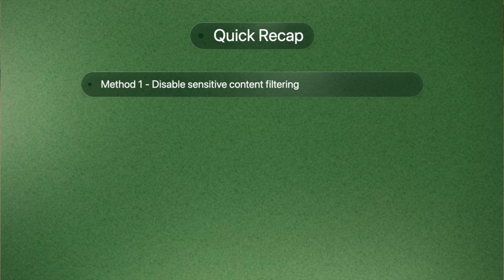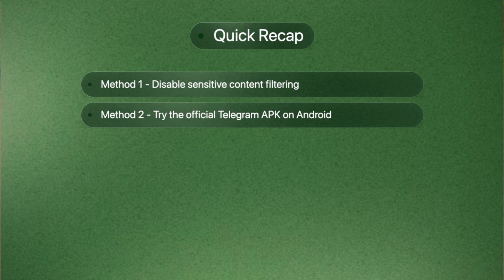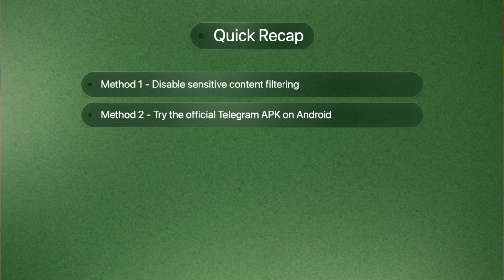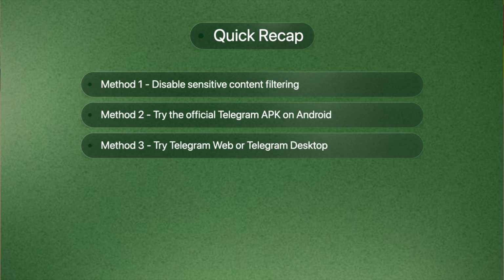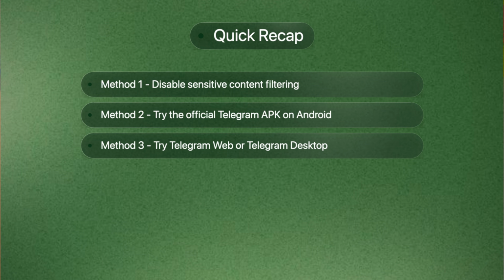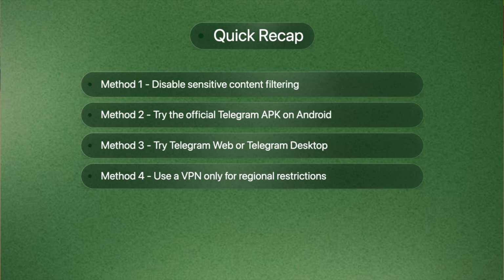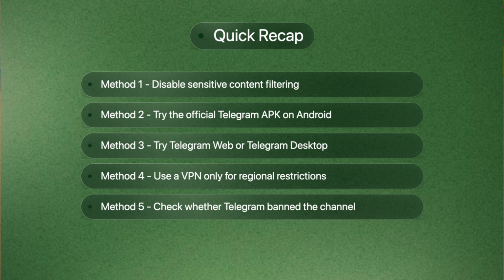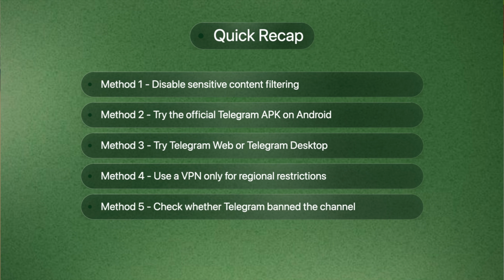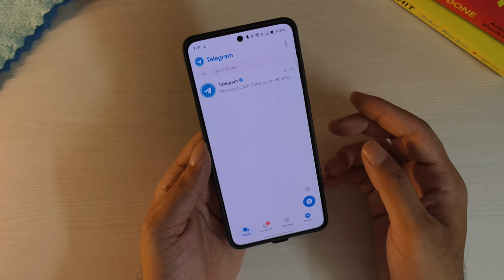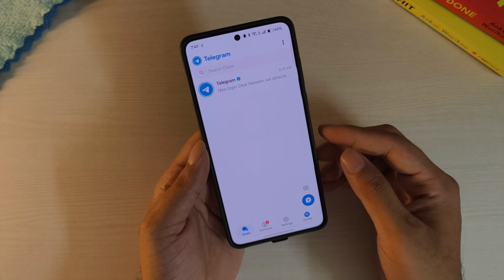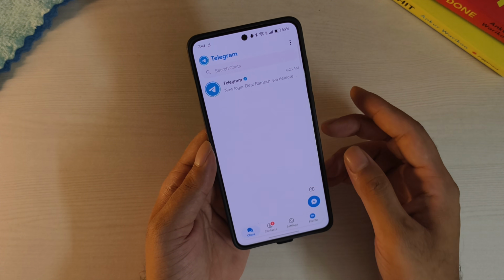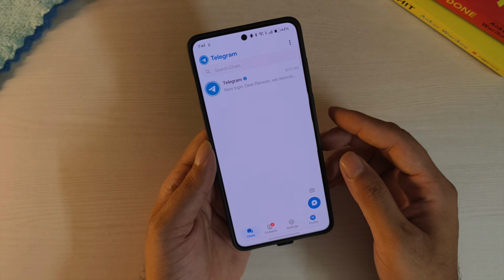So, quick recap. First, disable sensitive content filtering using Telegram web or desktop. If you are on Android, try the official Telegram APK downloaded directly from Telegram's website. Next, try Telegram web or Telegram desktop. Use a VPN only if you think the restriction is regional. And finally, check whether Telegram has actually banned the channel. I would try these methods before installing Telegram X or unofficial third-party Telegram clients because they are not guaranteed to unlock restricted channels.